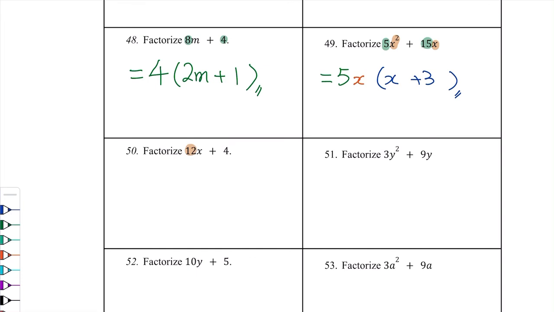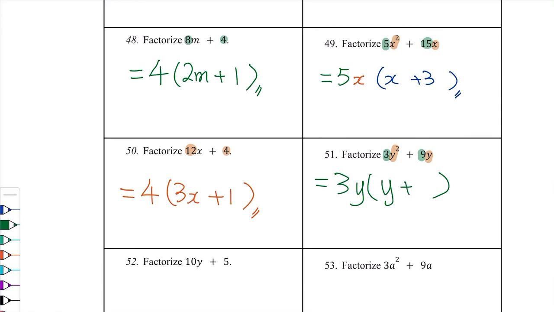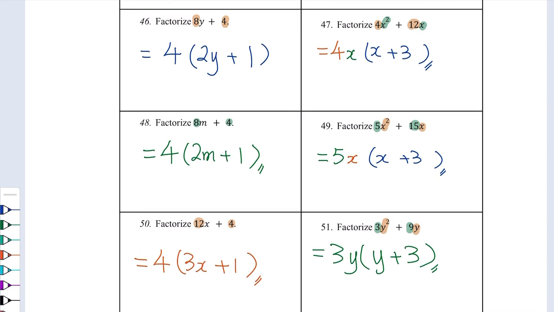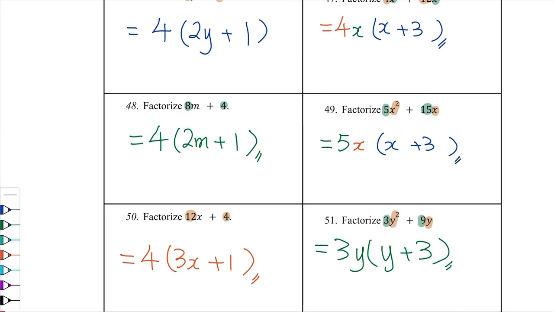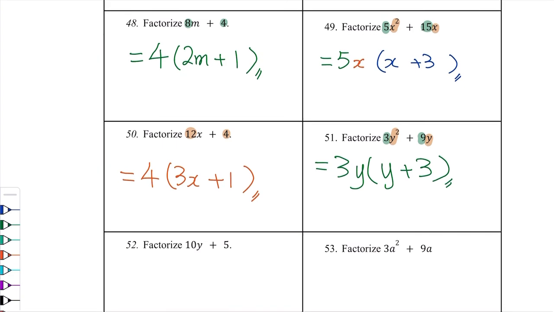Numbers first. Any numbers common? Yes, 4. Any unknowns common? Nah. So let's leave it there. 4 times what is 12? 4 times 3. So x still left. And the 4 times what is 4? 1. And then this side, anything common? Numbers first. Yay! How about the unknowns? Yes, of course. So numbers 3. Unknowns y. What is left? Good. See, it's so much similar, right? So you know the answer. I mean, the unknowns will be different, of course.